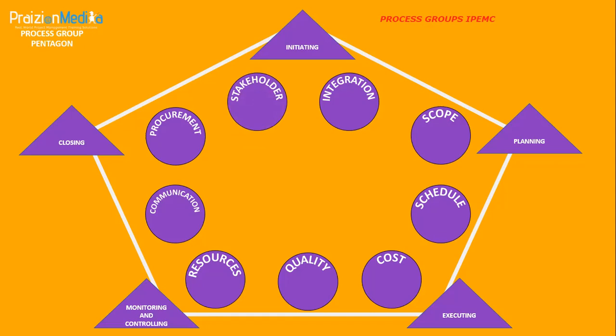Lastly, we have an area that touches all the other areas, and we call that risk management. And risk is right there in the center. You could have scope risks, schedule risk, cost risk, quality risk, resource risk, communication risk, procurement risk. You could have uncertainty that could impact your project in multiple ways. And for that reason, we've put risk right there in the middle.